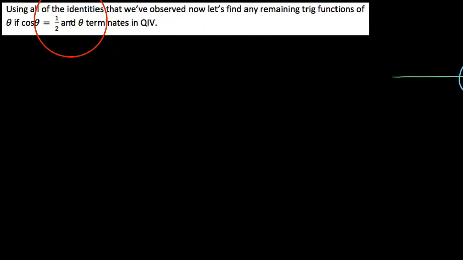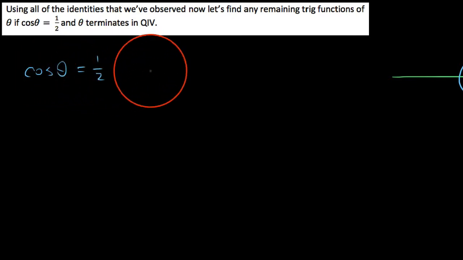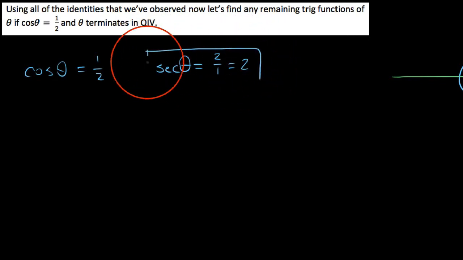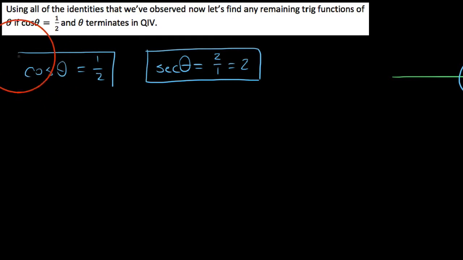When it comes to identities, it's always good to start with easy things first. If we know cosine of theta is given to be a half, the first thing we should probably find is the secant. Using the reciprocal identities, we can say that secant is the reciprocal of cosine. So we say 2 over 1, or equal to 2. We're going to go ahead and put boxes around these. These are in our pockets. Okay, so we know these two, they are just given.